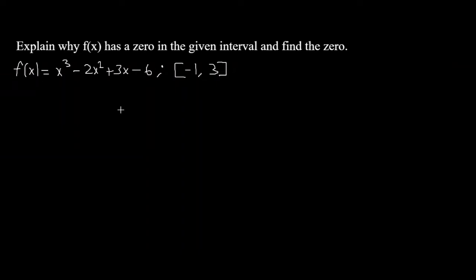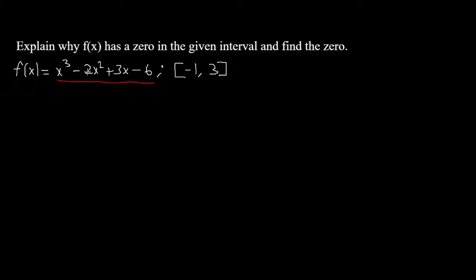Explain why f of x has a 0 in the given interval and find the 0. F of x equals x cubed minus 2x squared plus 3x minus 6 in our given interval is -1, 3 inclusive. So usually we would have to prove continuity if this was a piecewise function or a function we weren't sure about, but since we know it's a polynomial function, I already told you polynomial functions are always continuous unless there's a constraint, we are fine. And so this function has to be continuous.